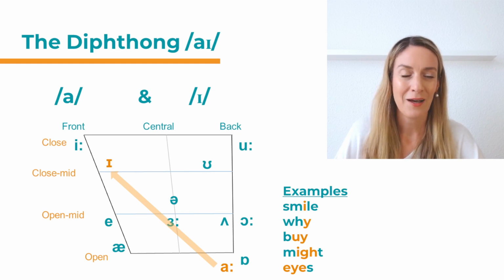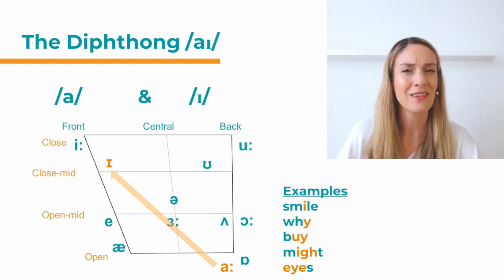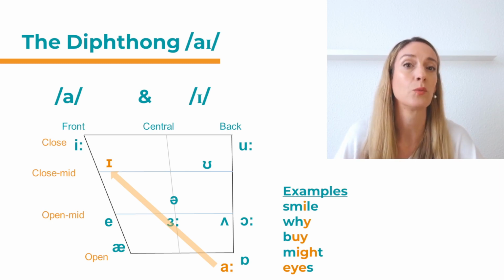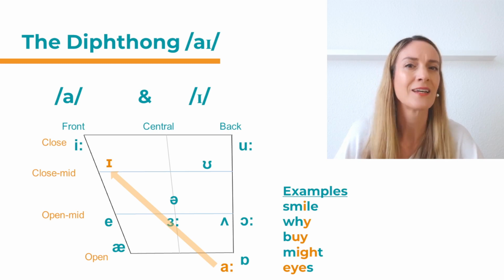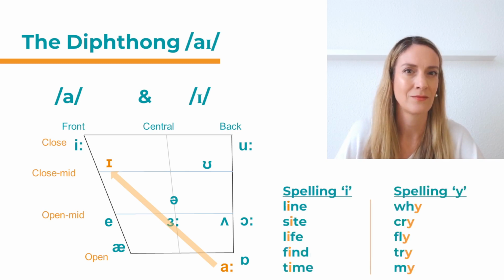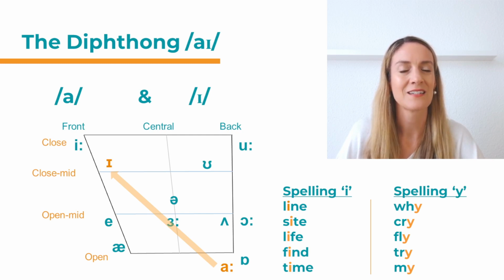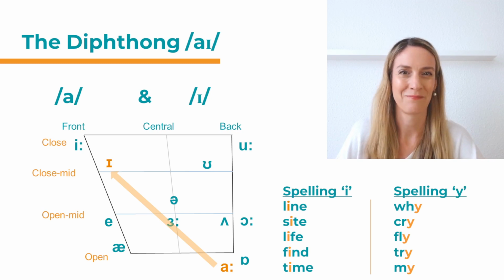Now, in our example words, /aɪ/ is spelled with lots of different spelling patterns, but there are a couple of patterns that are more common than others. Let's have a look at them. For example, first of all, we could simply have the spelling I, the letter I. Here are some more words. Line, sight, life, find, time. I am sure you know all of these words.